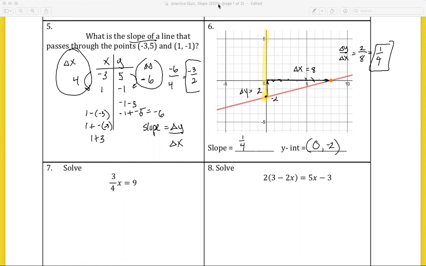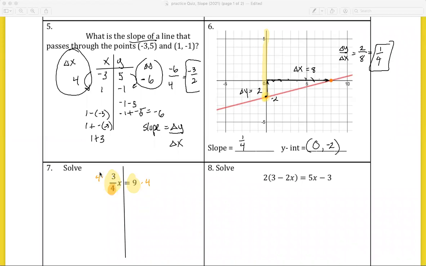All right, let's solve this problem. To solve it, we need to get x by itself. Let's check how many terms we have. 2 terms, 1 on this side, 1 on this side. One of the terms has a denominator, which I'm not a huge fan of. So I'm just going to get rid of that denominator by multiplying that same number by both sides.